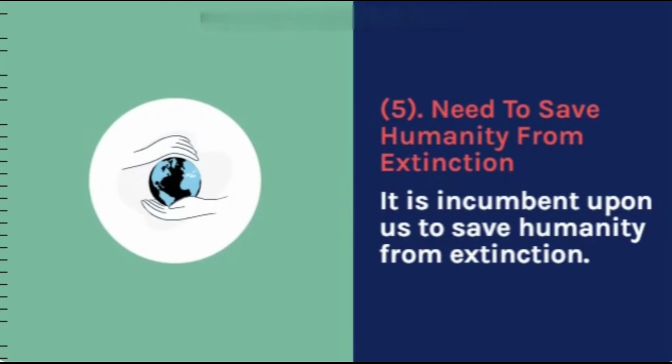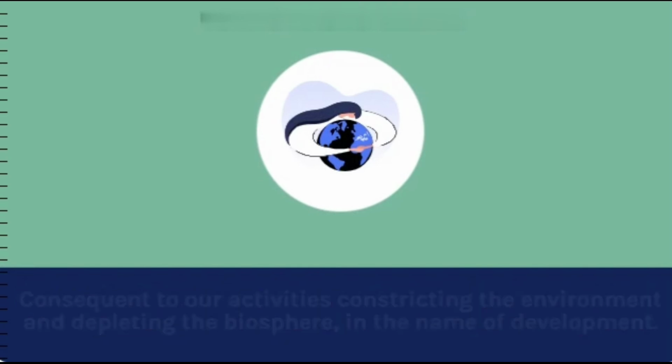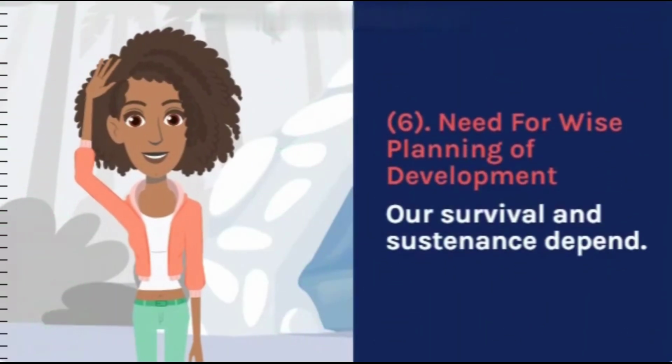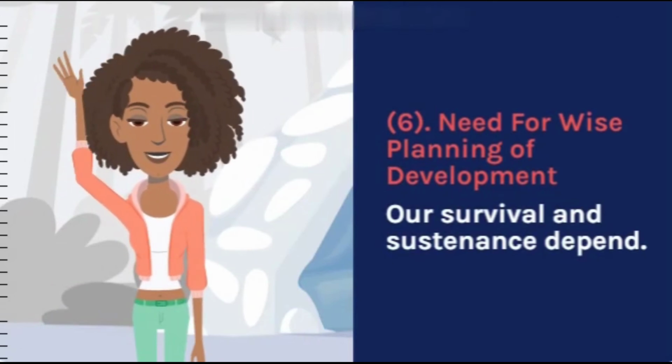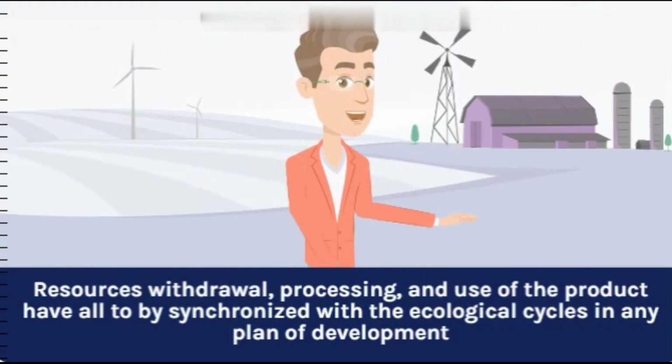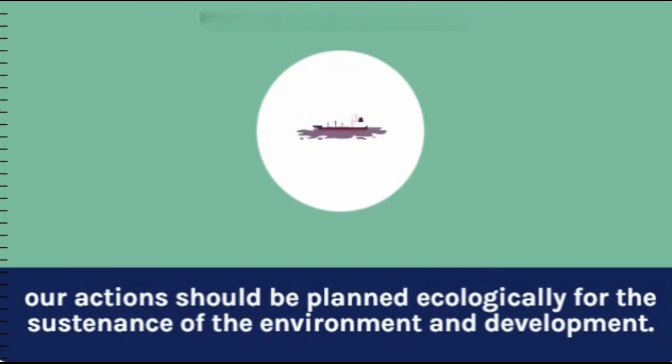5. Need to save humanity from extinction. It is incumbent upon us to save humanity from extinction consequent to our activities constricting the environment and depleting the biosphere, in the name of development. 6. Need for wise planning of development. Our survival and sustenance depend on it. Resource withdrawal, processing, and use of the product have all to be synchronized with the ecological cycles in any plan of development. Our actions should be planned ecologically for the sustenance of the environment and development.